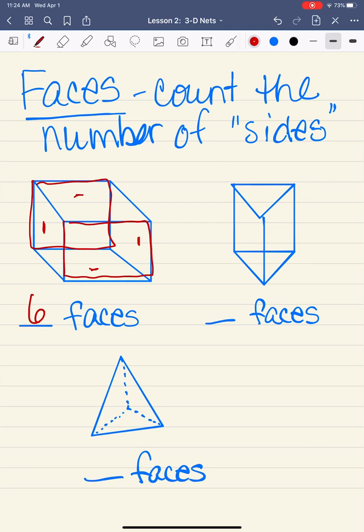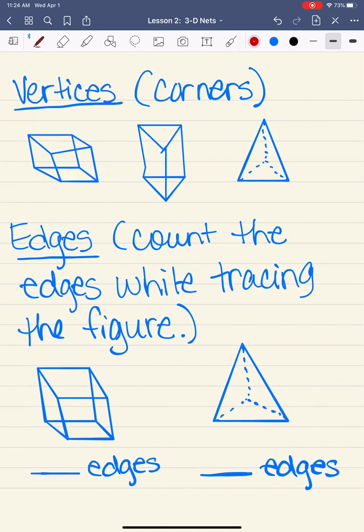This next one, the triangular prism, so the 2 triangles that make up the base, that's 2 faces, and then the left side, the right side, and then that back rectangle. So that's a total of 5 faces. The next one, the triangular pyramid, has 1 that it's sitting on, 2, 3 triangles, and then this one out here in front would make 4. So it has 4 faces. So remember, faces are like counting how many sides it has.